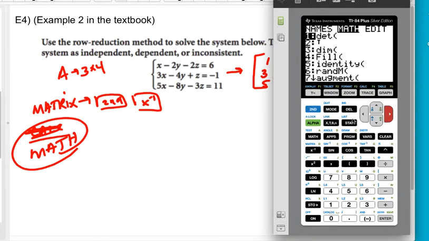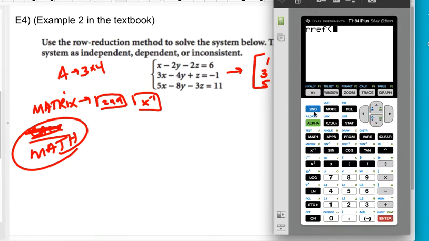I go over to math, and now I'm going to scroll down until I find reduced row echelon form. And there it is. I'm going to pick that. I want reduced row echelon form for A, so I'm going to go back to matrix, pick A, and then hit enter. Now let's take a quick picture of what this looks like.